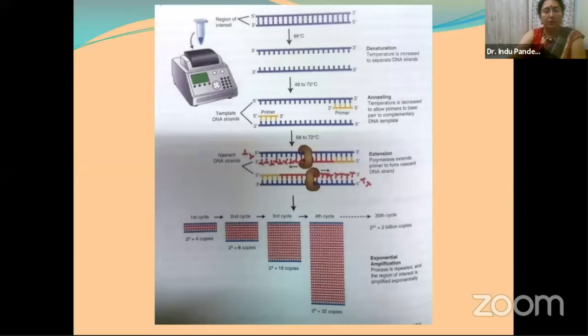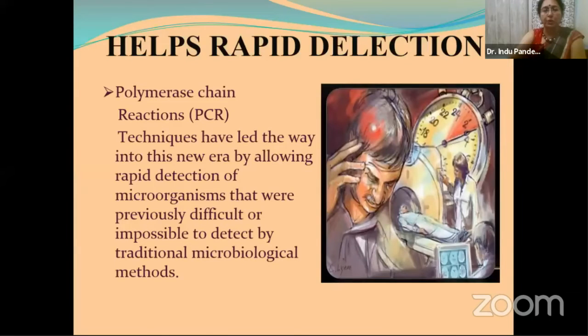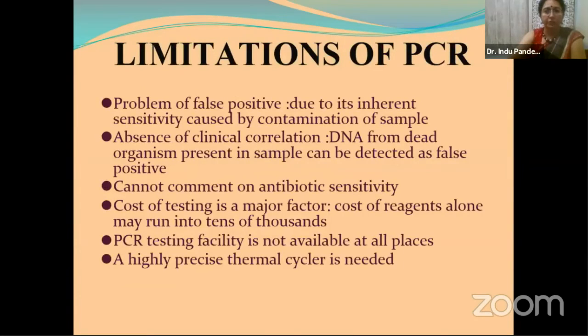Now, PCR technique has led the way into a new era by allowing rapid detection of microorganisms that were previously difficult or impossible to detect by traditional microbiological methods. However, there are a few limitations of PCR. The problem of false positivity, which could be because of contamination, then absence of clinical correlation. Many a times DNA from the dead organism present in the sample can be detected as false positive.